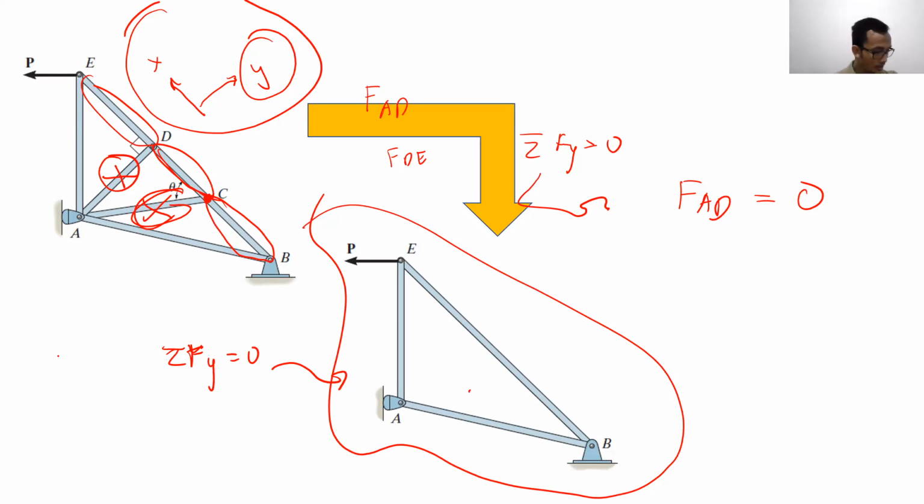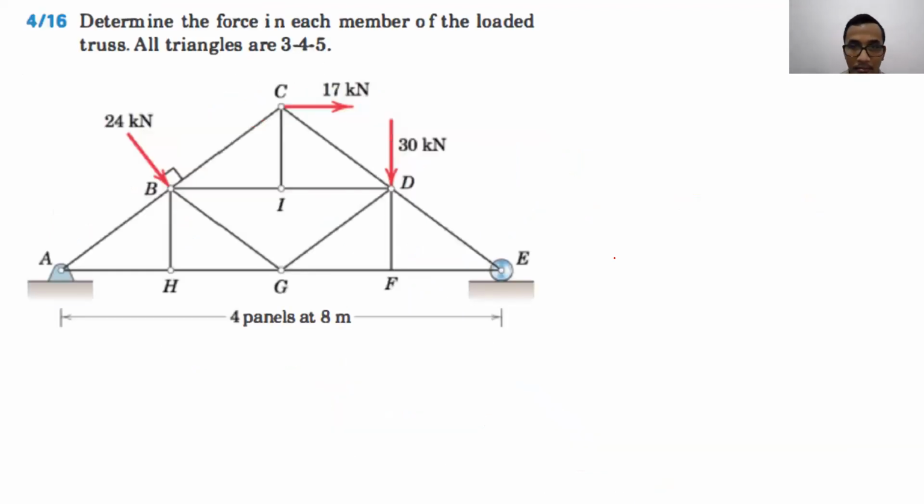Okay, and after we do the analysis of the zero force members, then we can simplify the problem into this one. So that's the thing. The first thing that you're supposed to do is to try to find out whether the trust has a zero force member or not. After you do that, then try to simplify the problem. Okay, then we solve for the problem.